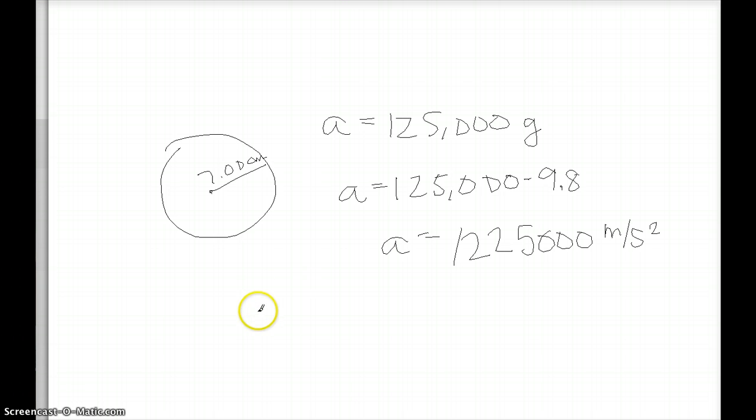We want to know the frequency, and we can relate frequency to the motion of an object in a circle by using velocity. If something's moving in a circle, it has a tangential velocity of 2 pi r over t. This is the same thing as 2 pi r times the frequency, since frequency is equal to 1 over t, which is the period.